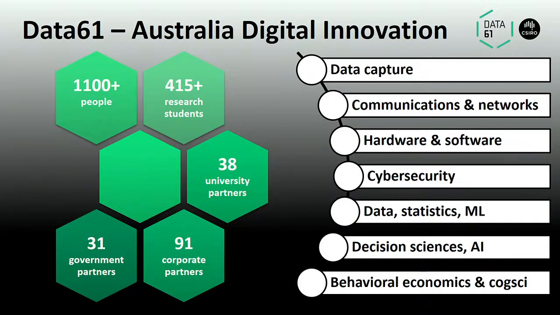We're about 1,100 people, including about 400 PhD students. So we do a lot of academic style research, but we have deep partnerships with a lot of universities in Australia and government and industry in Australia. And because we're so big, we really have quite a broad scope. So the whole data pipeline from sensing through to communications and AI and ML and so on.